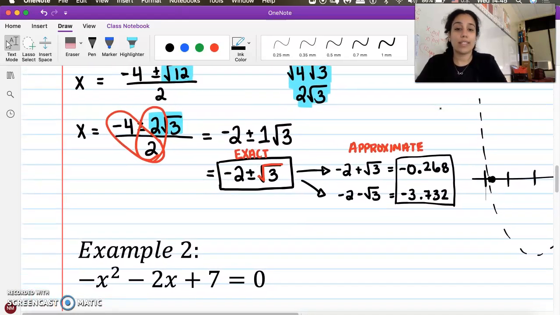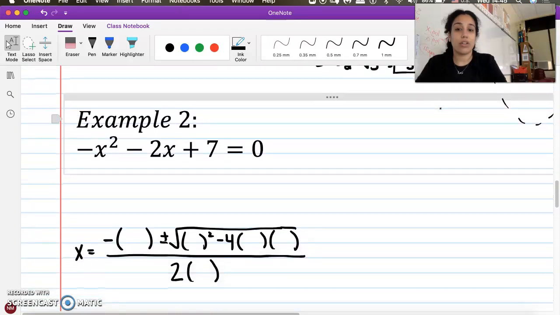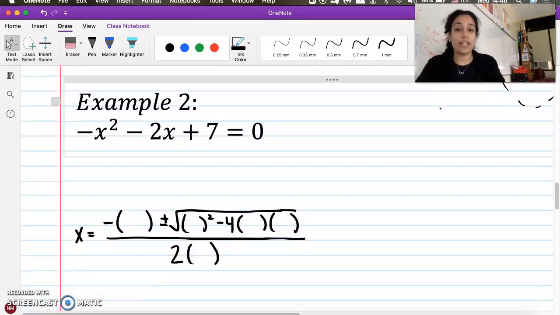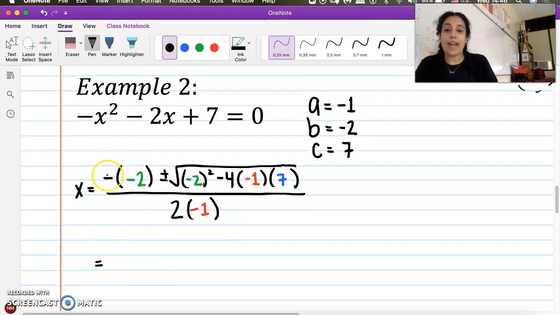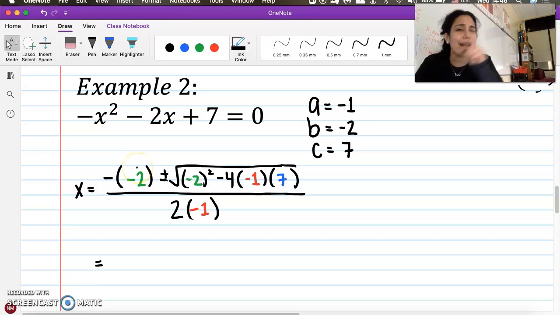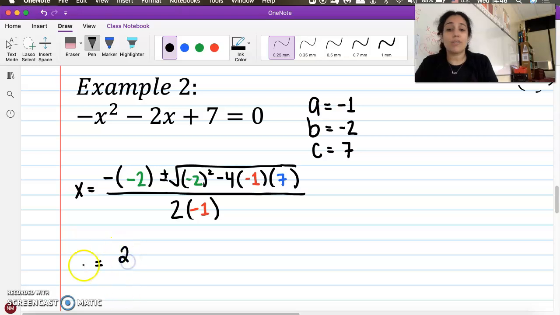We're going to do one more example in this video. So the reason that this one's good is because it's already in standard form. We got a is equal to -1, b is equal to -2, c is equal to 7. So now I'm just going to fill this in, and I'll be right back. We filled in all the blanks, and now we have a -2. What does a negative become? A negative becomes a positive. So that just becomes a 2.